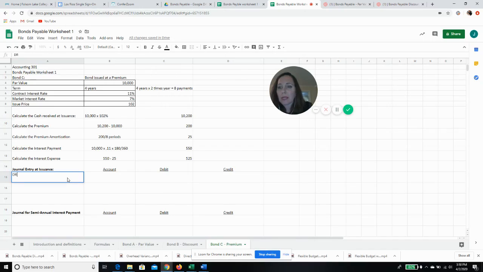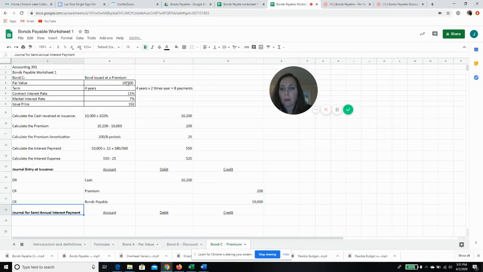We are going to debit when we issue the bond and we get our cash. We like getting cash. We're going to debit cash for $10,200. That's the cash we receive at issuance. We are going to credit our premium, which is $200. And we're going to credit bonds payable for par value. Remember, every time we touch the bonds payable account, it's always at par value. Debits of $10,200, credits of $10,200. So we are happy little accountants.